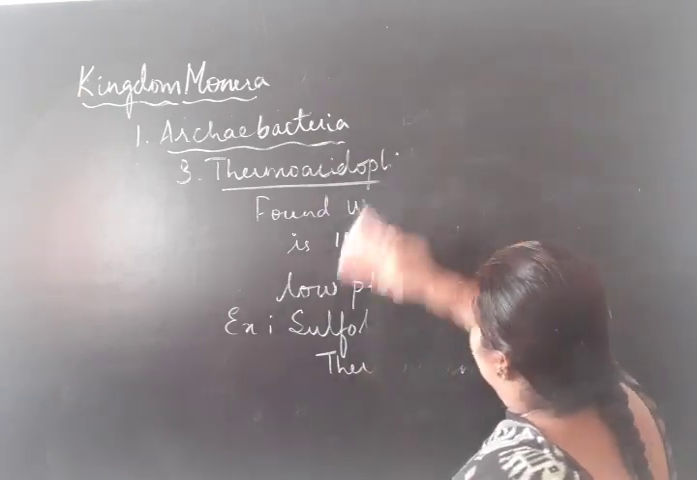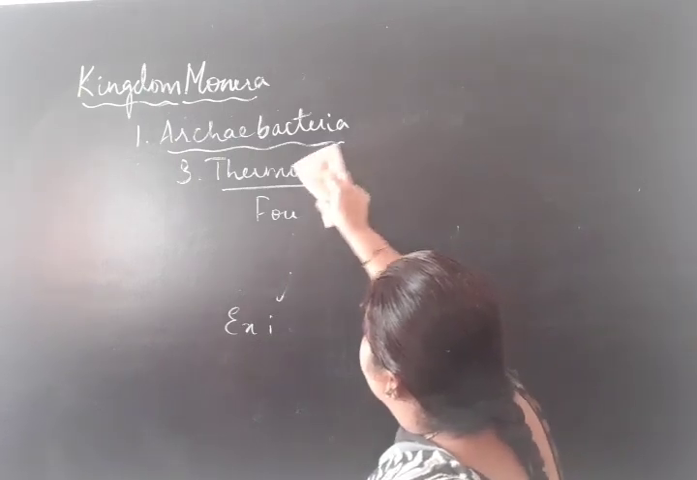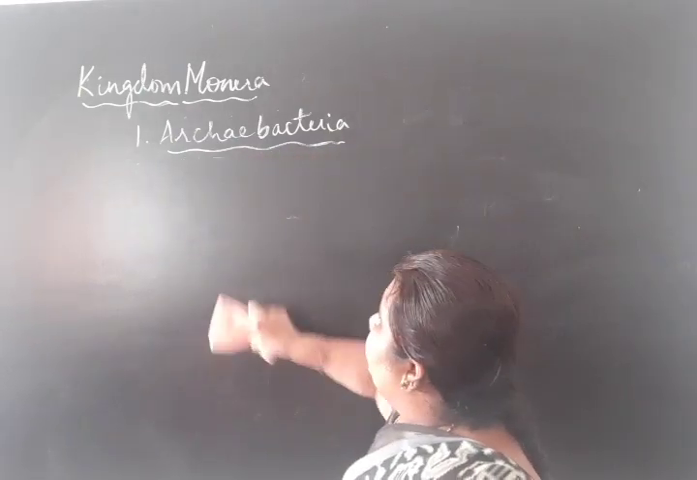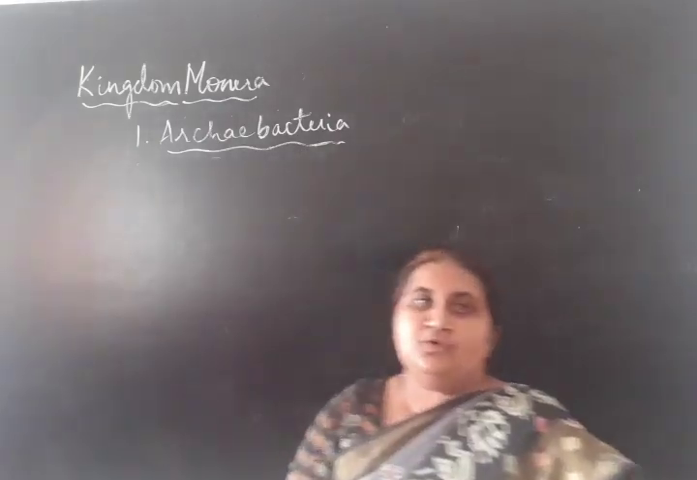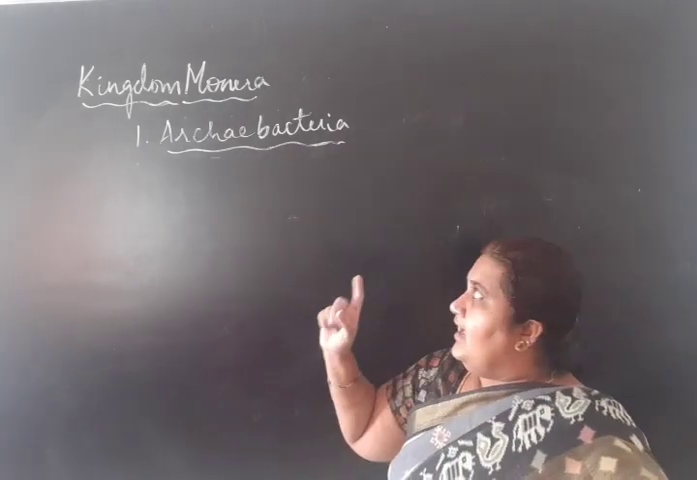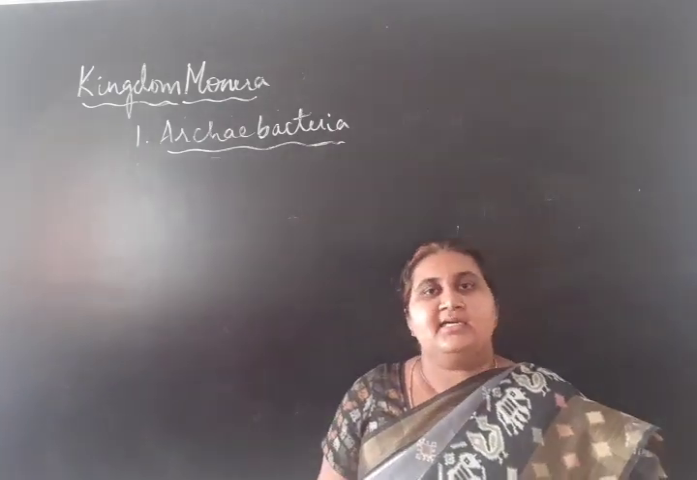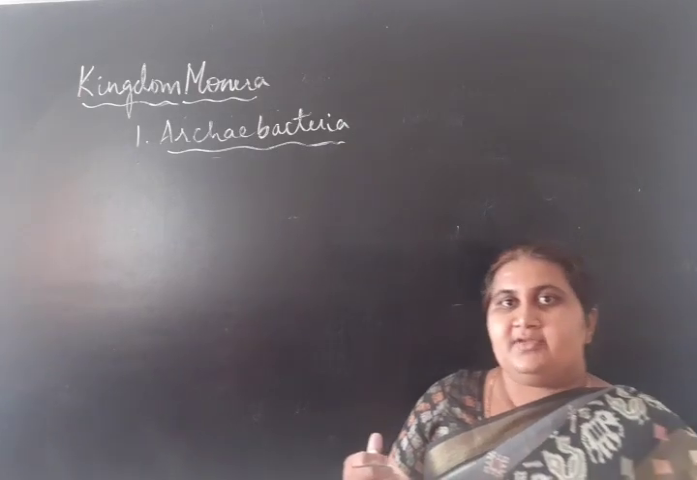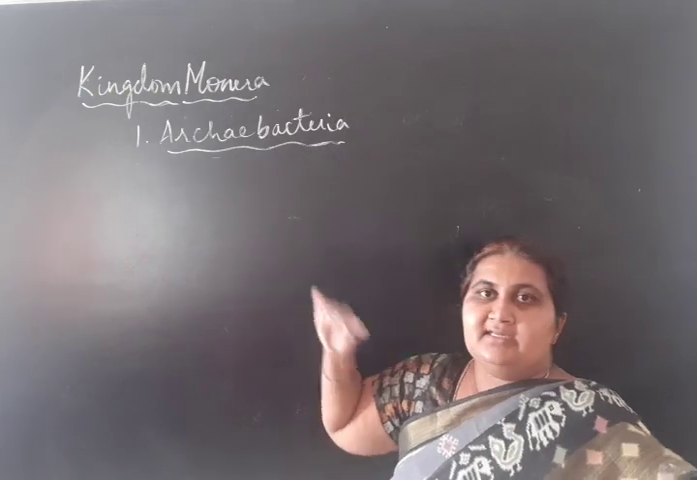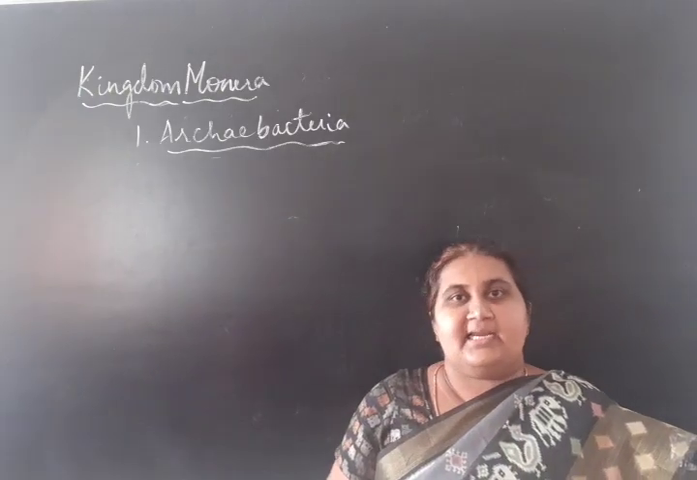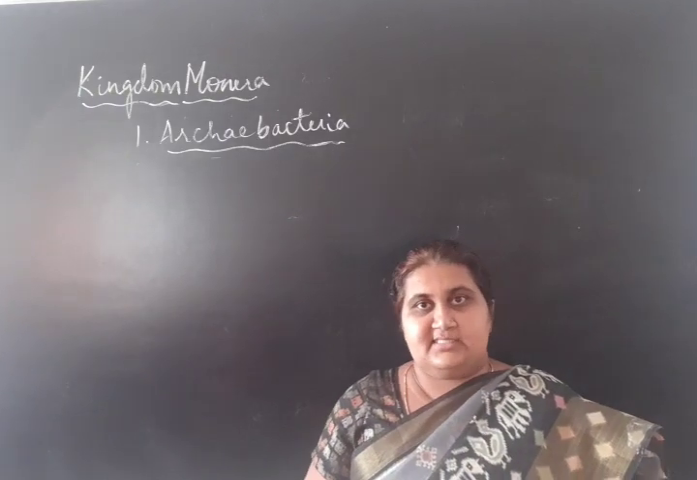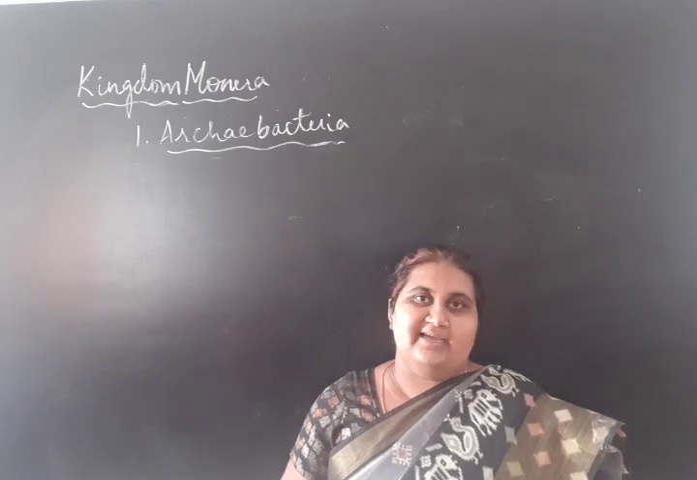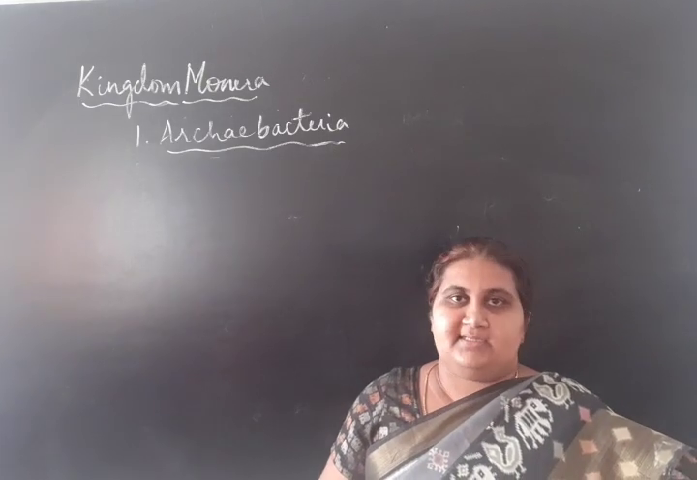You have studied that the kingdom Monera is divided into two divisions, Archaebacteria and Eubacteria. In this class you have studied about Archaebacteria. In the next class you will study about Eubacteria.